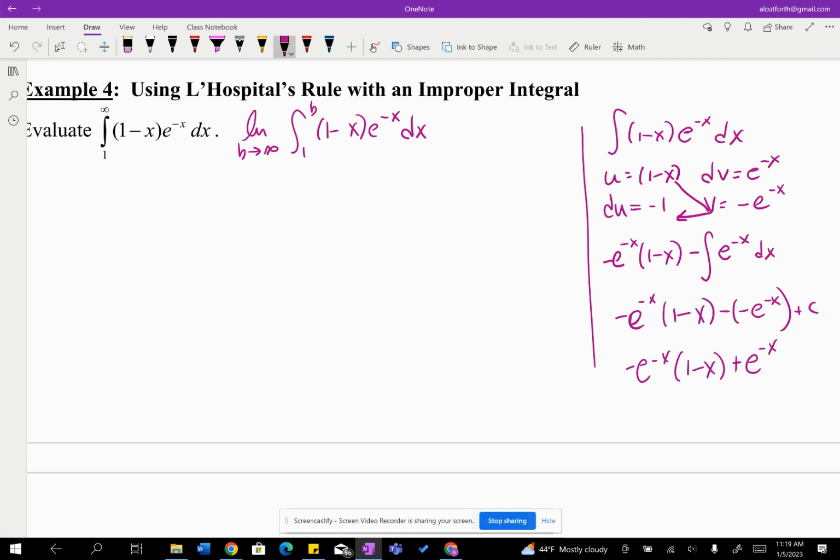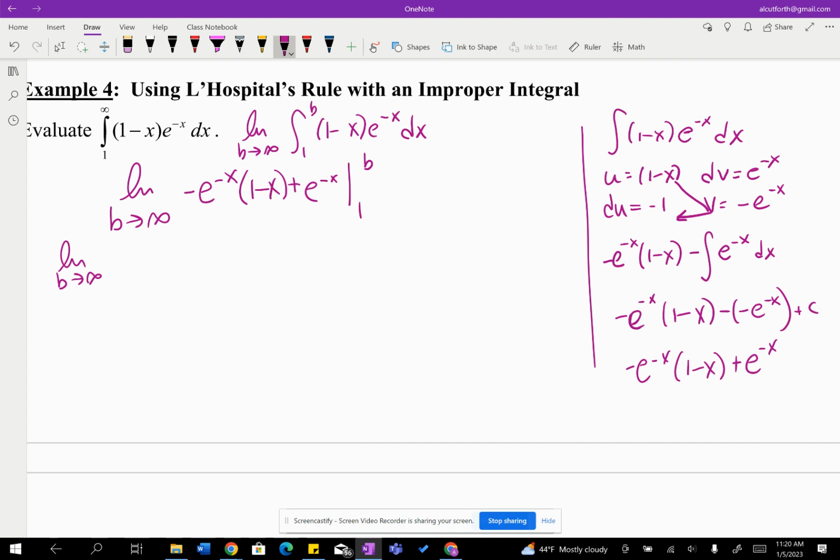Okay, so now let's go plug this in. So the limit as b approaches infinity of this antiderivative, negative e to the negative x, 1 minus x plus e to the negative x, evaluated from 1 to b. That's why we get to disregard the c. It's because we're doing a definite integral. So we'll plug in b.